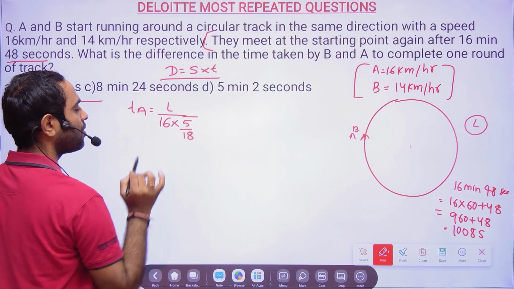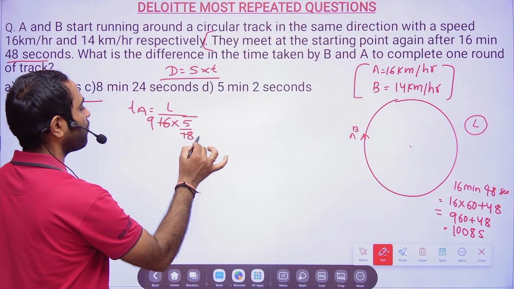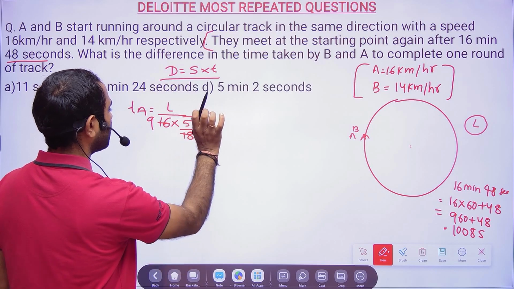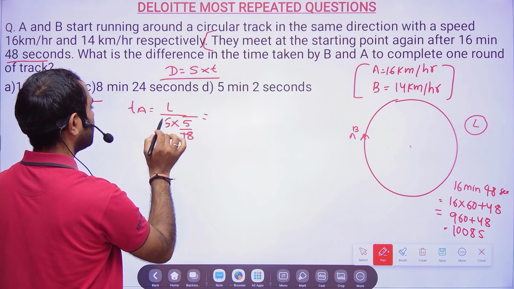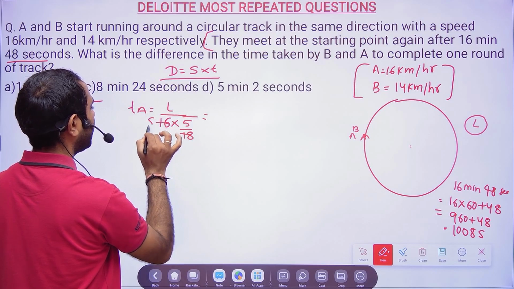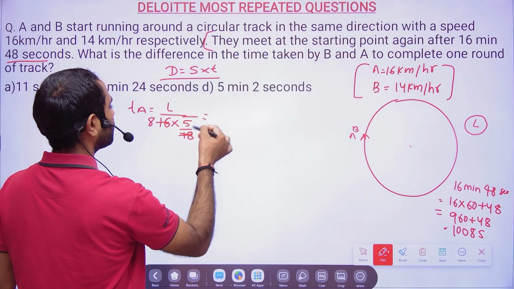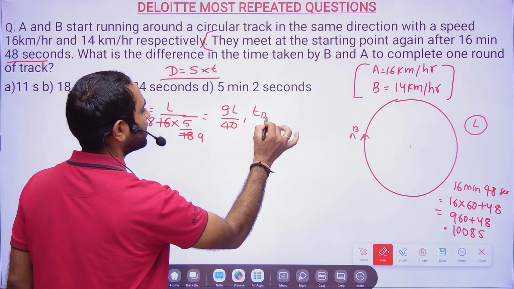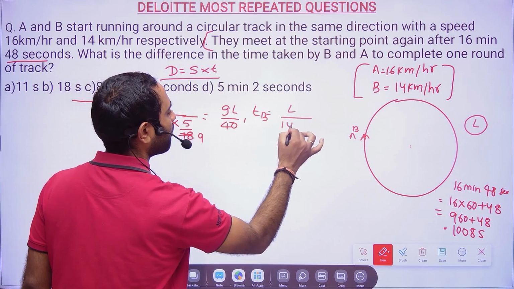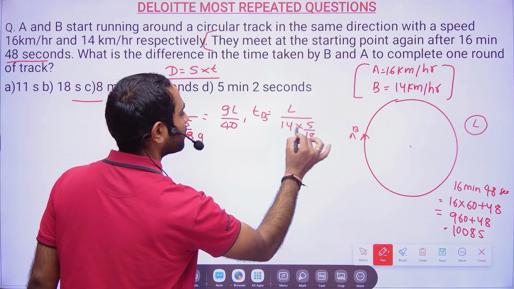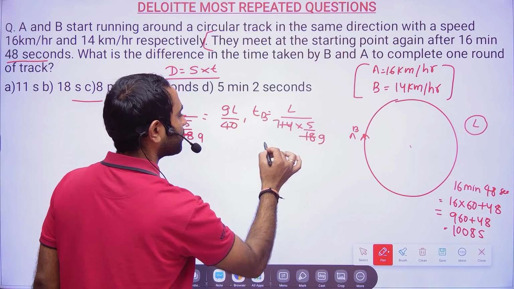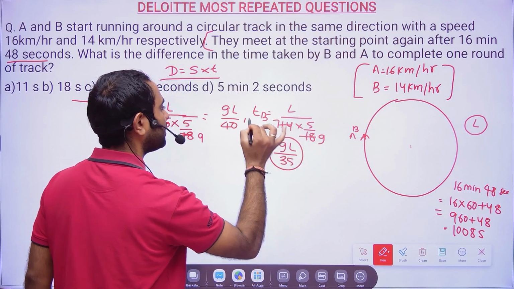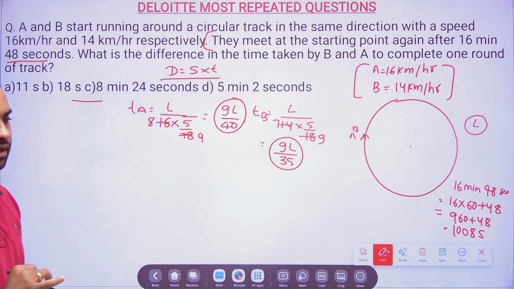So 16 into 5 by 18. Cancelling common factors, 9 will go up. So 9L divided by 40. This is the time taken by A. And time taken by B is length divided by 14 into 5 by 18. Cancelling, it will be nothing but 9L divided by 35. 9L divided by 35. Clear?